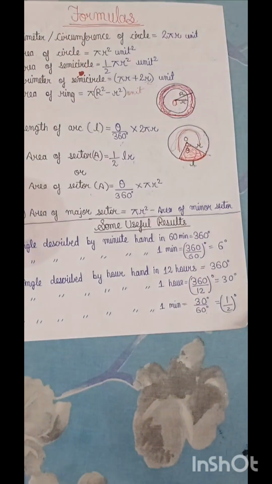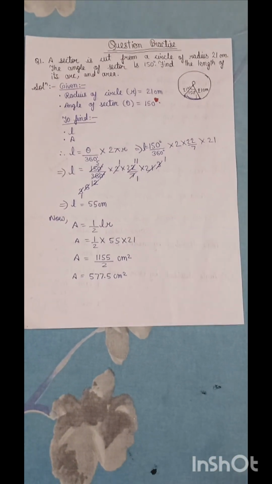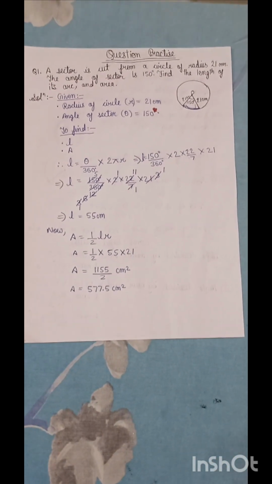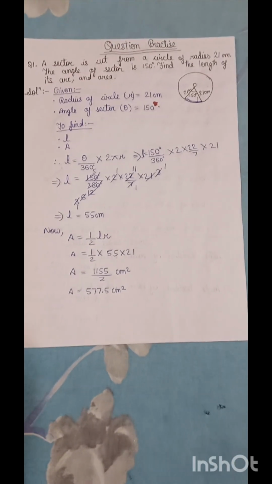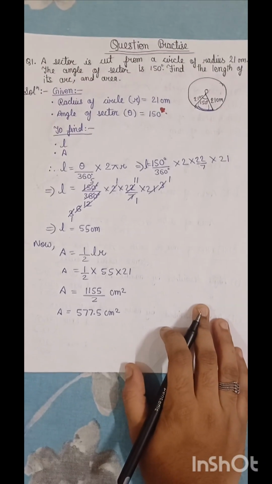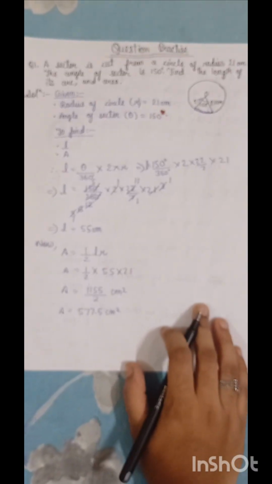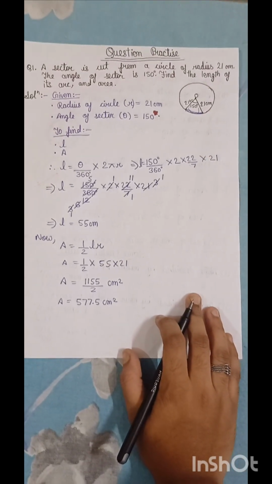Fine. Coming to the next, question practice. We will talk about the formulas of segment later in the videos, and there are some useful results also. But first of all, we will do some question practice. The first question says that a sector is cut from a circle of radius 21 centimeter. The angle of the sector is 150 degree. Find the length of its arc and area.